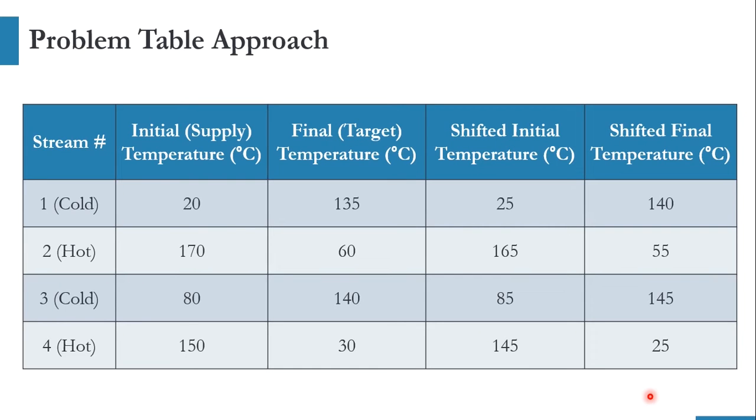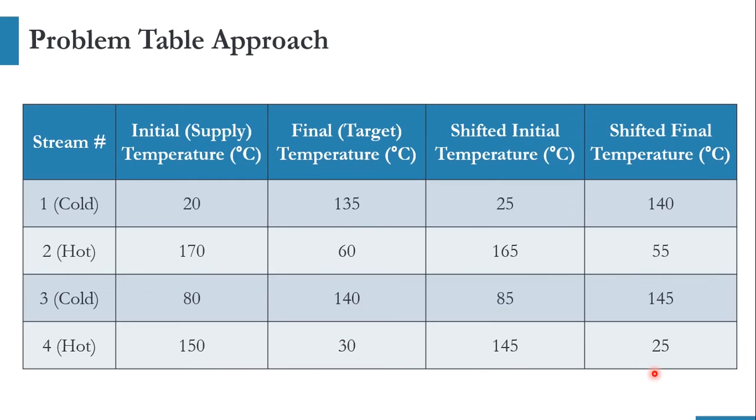Now for the problem table approach, we know that we need shifted temperatures. And since the delta T minimum is 10, as you remember, for the hot stream we subtract delta T minimum over 2, and in the cold stream, we add delta T minimum over 2. So we have to add a factor of 5 in cold streams and subtract from hot streams. So 20 becomes 25, 135 becomes 140. 170 becomes 165, 60 becomes 55. 80 becomes 85, 145 and 25.